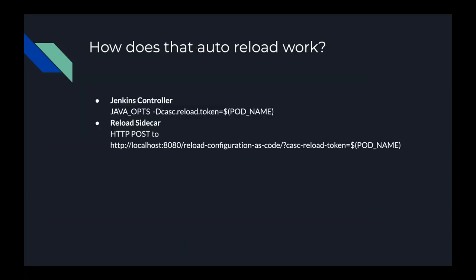And so how does the auto reload work? The Jenkins controller calls a Java op. It does a reload token. It takes the pod name and sets that as a variable. It reloads the sidecar, which is where the JCasC configuration is, and then does a reload call to the API. And essentially that's what it looks like right there.